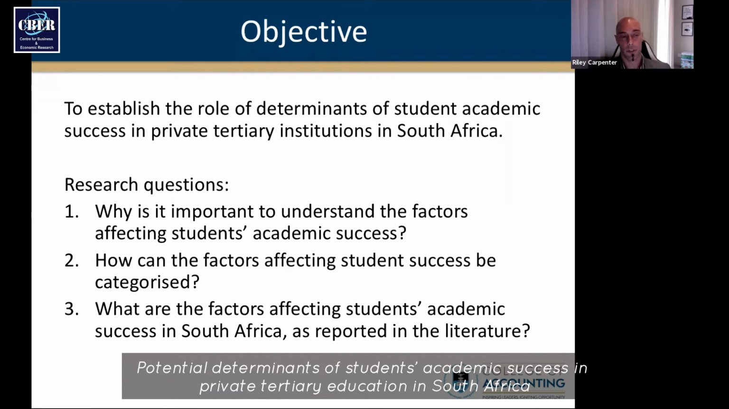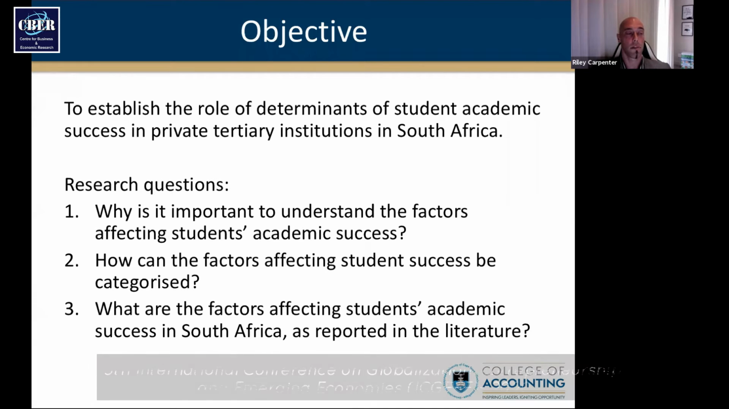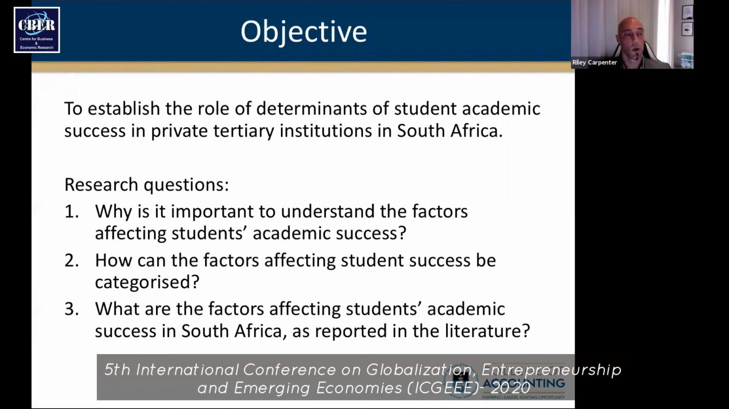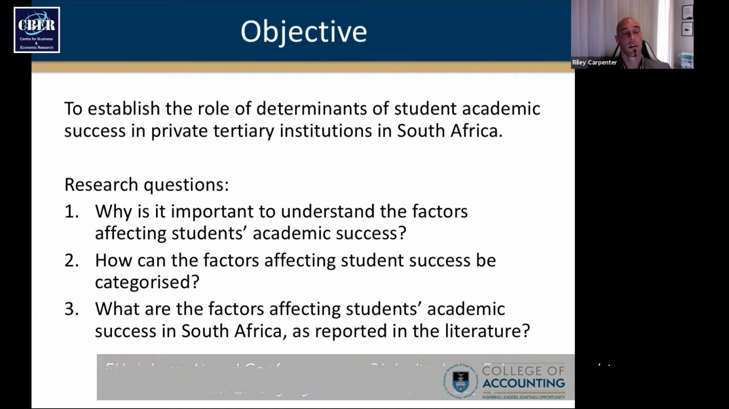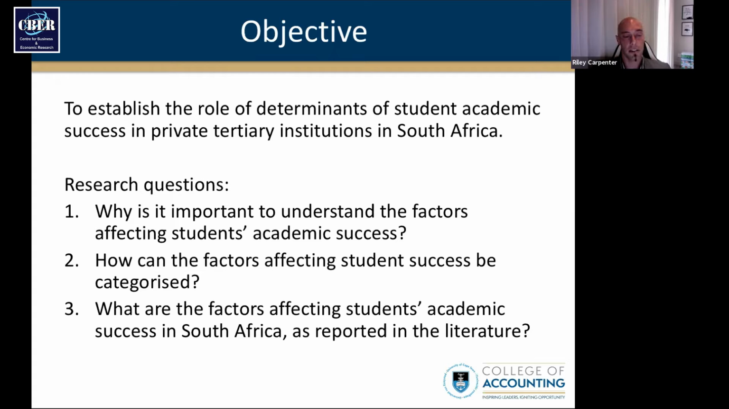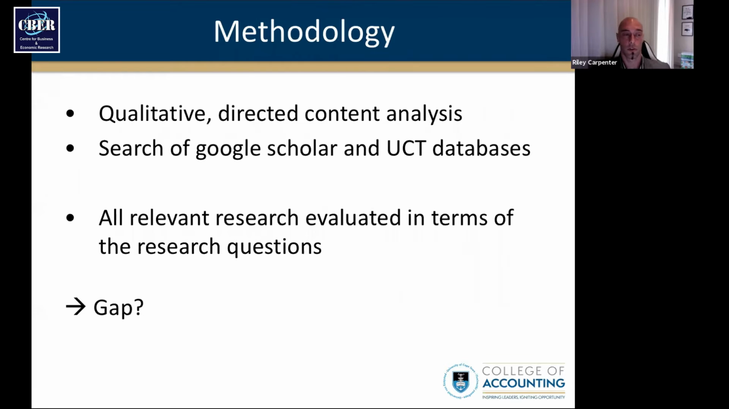So the objective of our research is to establish the role of the determinants of student academic success in private tertiary institutions in South Africa. And to achieve that objective, 3 research questions are asked. Why is it important to understand the factors affecting students' academic success? How can the factors affecting that success be categorized? And then lastly, what are the factors affecting success in South Africa as reported in the literature?